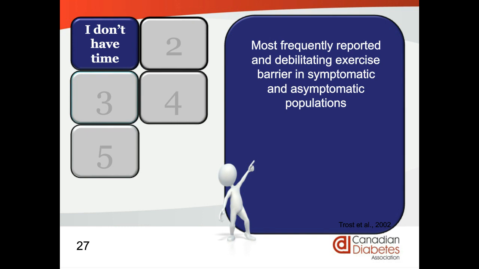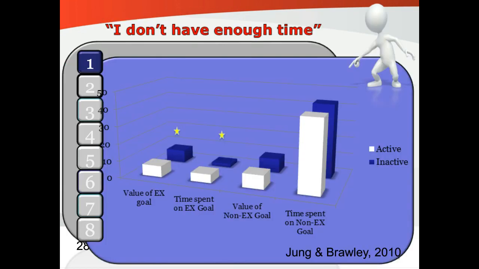So this is some data from a colleague of mine, Dr. Mary Jung, looking at people who are active, which is shown in white, and people who are inactive, which is shown in blue. When they look here, it's not that the people that are active have more hours in the day. They don't have a 26-hour day and so can fit exercise in. And it's not even that they value their exercise goal more. When they looked at how valuable exercise is to people, the people that were inactive actually valued their exercise goal even more.